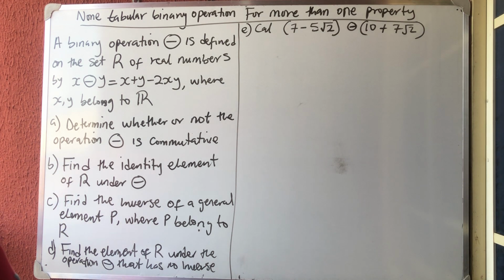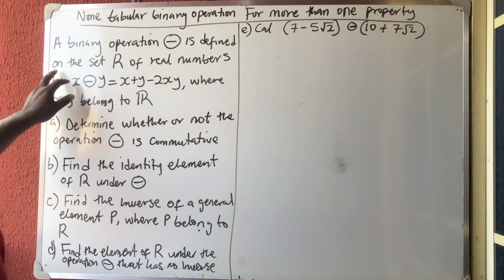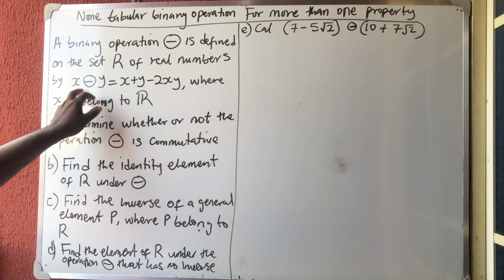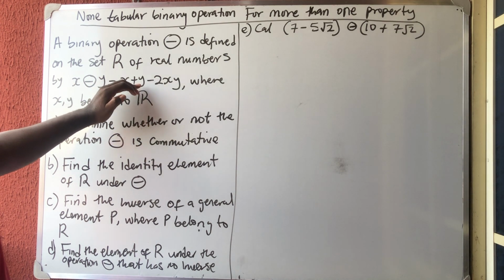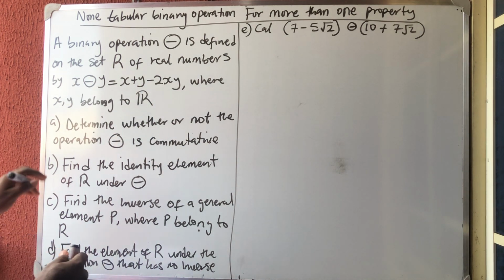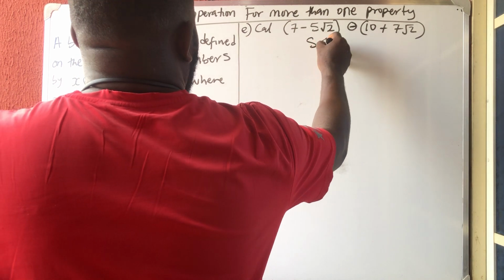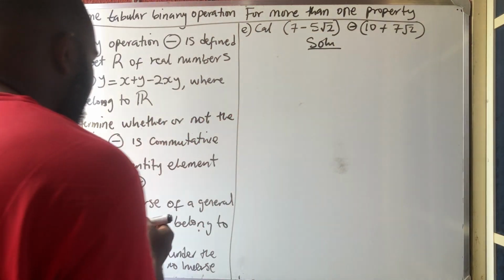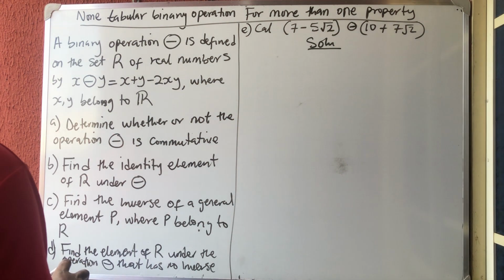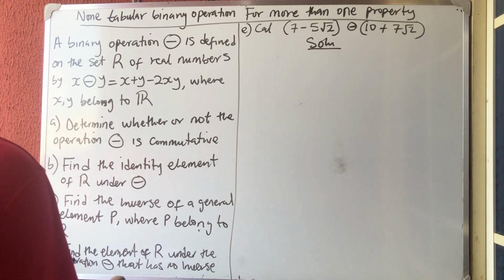We want to solve this question. They said a binary operation ∗ is defined on the set of real numbers. I told you that they will give you the formula. They say where x and y belong to R. Don't forget that R means the set of real numbers. If you don't understand what they mean by the set of real numbers, please go back to my video on number system for you to understand what real numbers are.